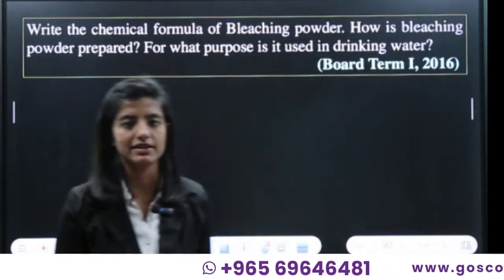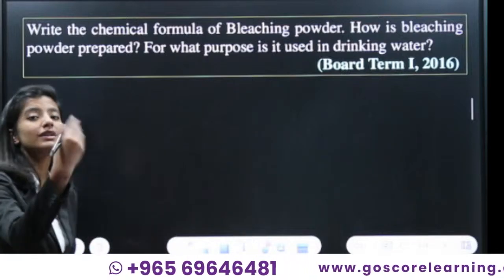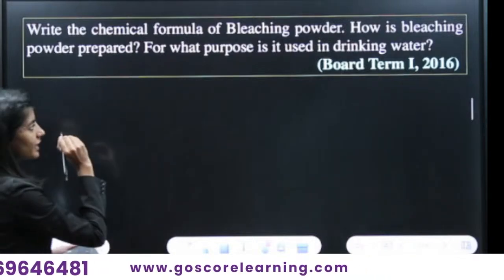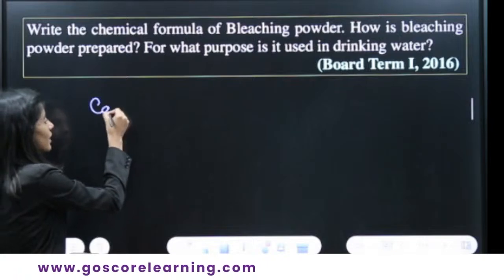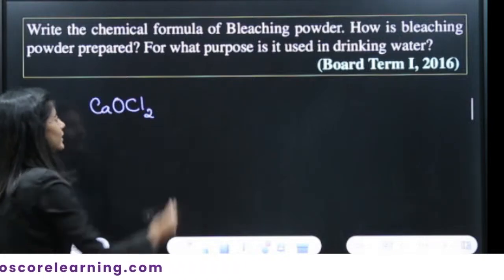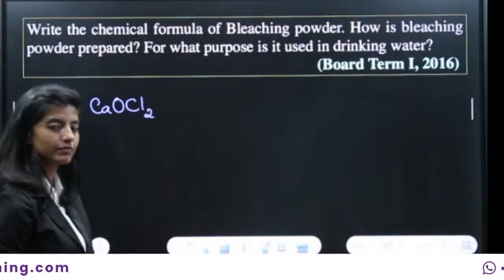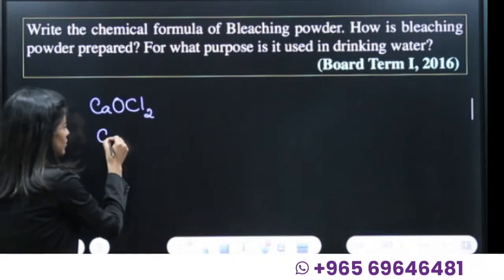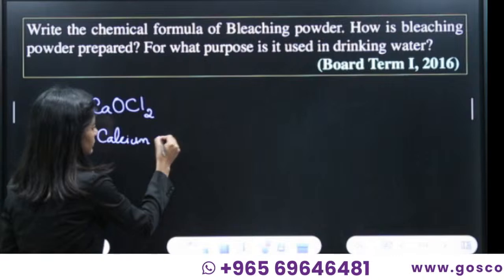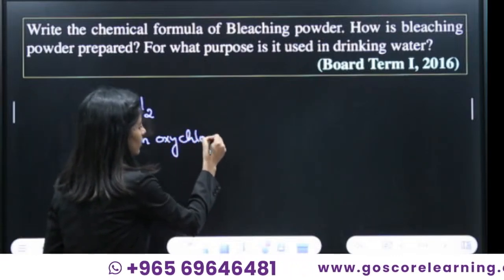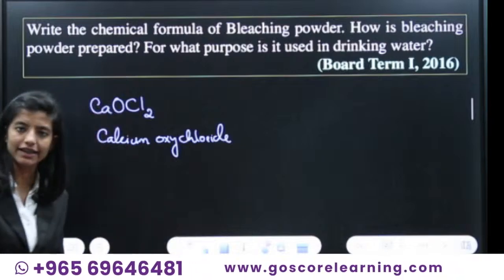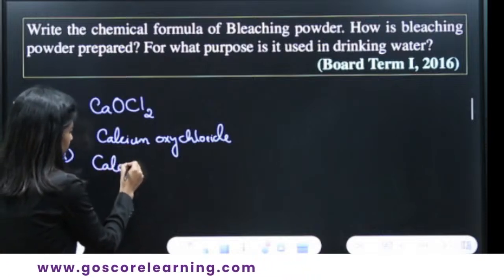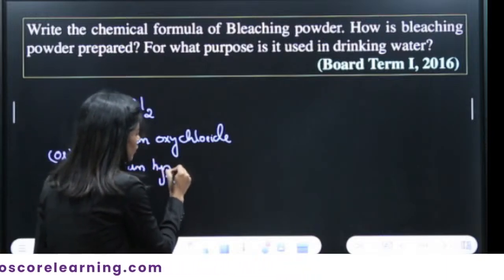Definitely, it does matter. If you write the formula, you can easily give the name to that compound. So what is the formula for bleaching powder? It is calcium, oxygen, and chlorine. CaOCl2, that's the bleaching powder. Now, easily you can name it, right? Calcium oxychloride. It is calcium oxychloride, or it has another name, that is calcium hypochlorite.